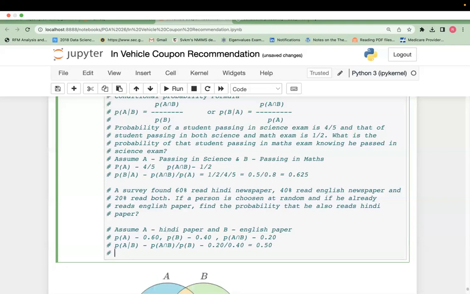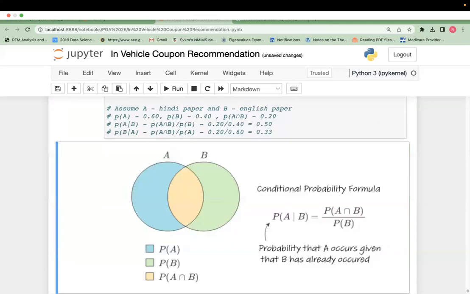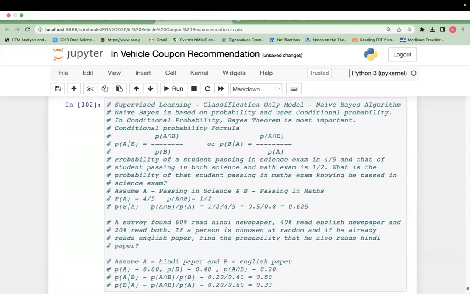If you want to find the other probability also, we can calculate probability of B given A. That means the probability that the person is reading the English paper if he already reads the Hindi paper. That also can be calculated because we have both the probabilities. In the earlier case, we didn't have. So this will be 0.20 divided by 0.60, which is 0.33, correct.